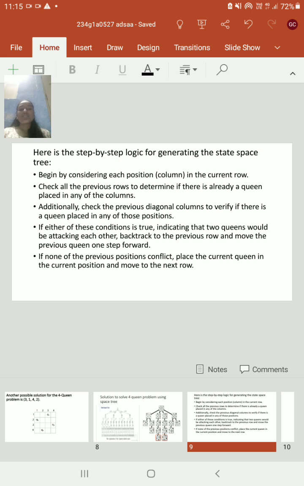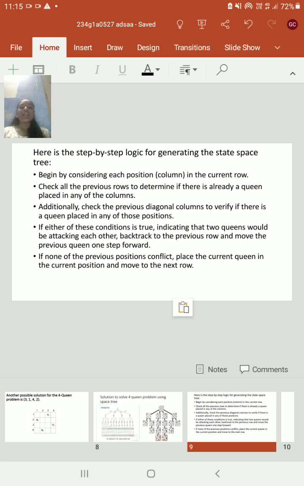Here is the step-by-step logic for generating the state space tree. Begin by considering each position in the current row. Check all the previous rows to determine if there is already a queen placed in any of the columns. Additionally, check the previous diagonal columns to verify if there is a queen placed in any of these positions.